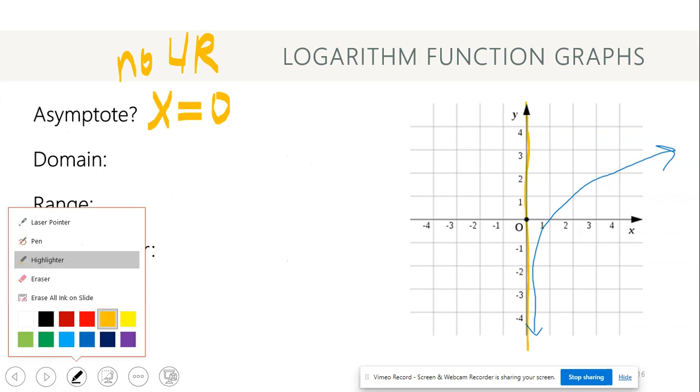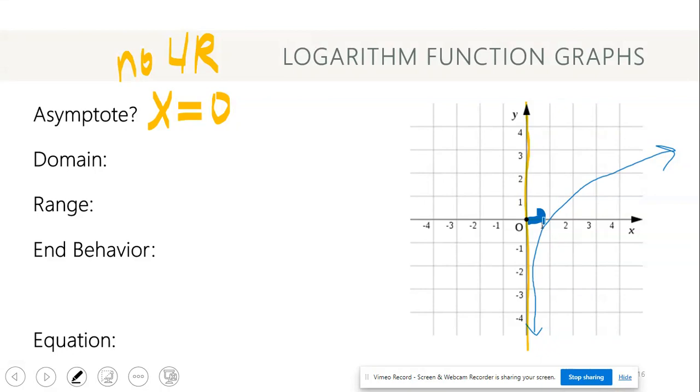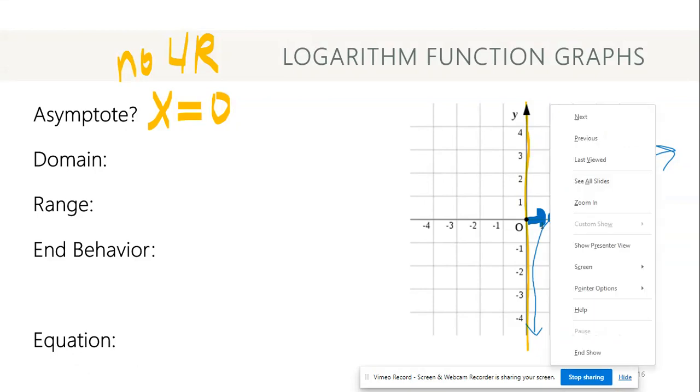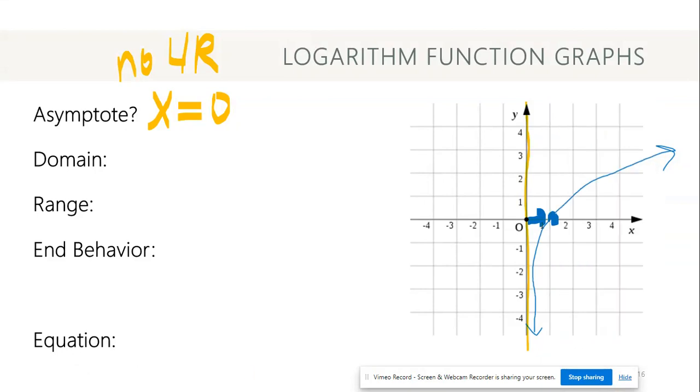Also notice that I did this one correctly. To the right of the asymptote is 1 point. So just like we used base 2 for the original equation, we're going to use log base 2 for this.